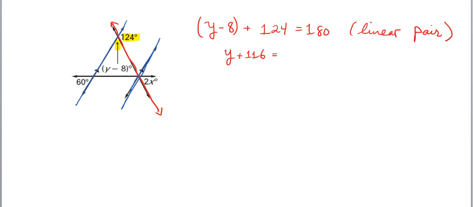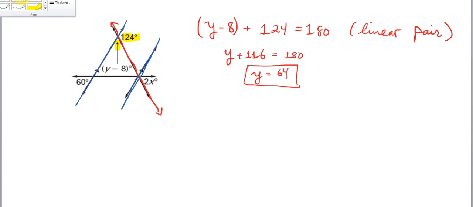I almost messed this up. Let's see. y plus 116 is equal to 180. Then we can subtract 116 from both sides and we get that y is equal to 64. So we're done with that part of the problem. But I'm actually going to stay with this transversal for a minute here.